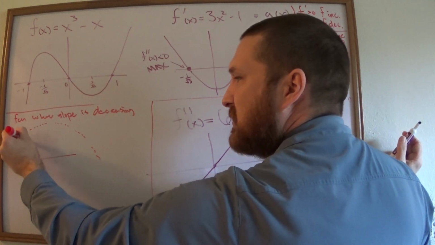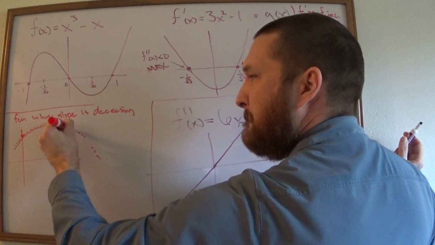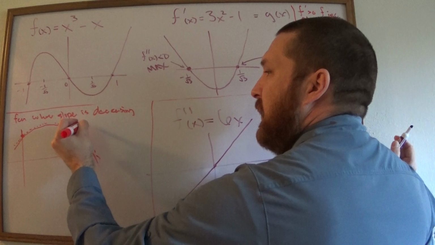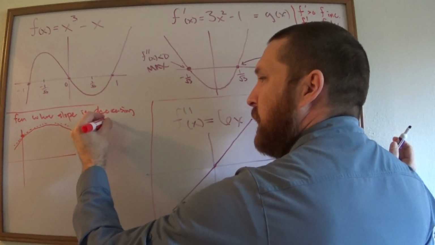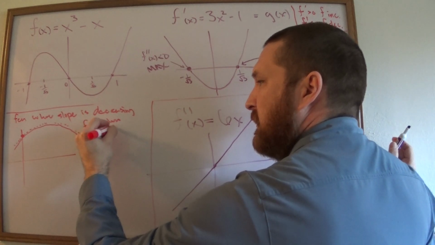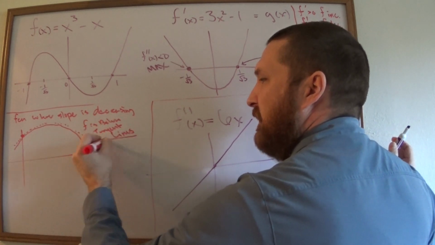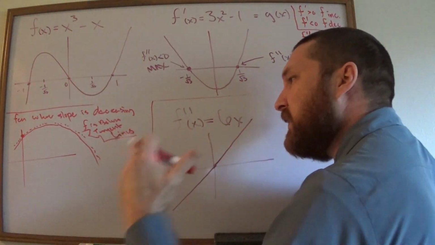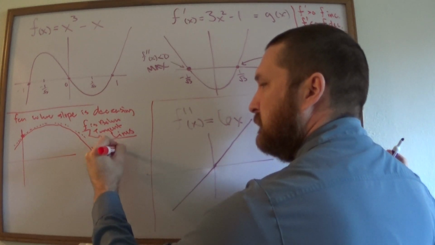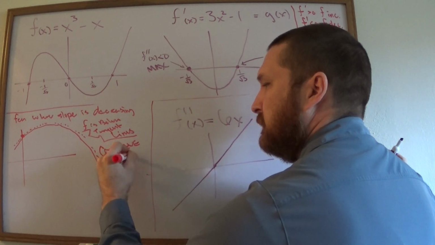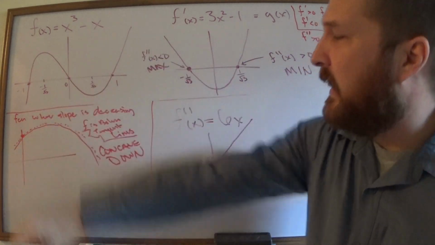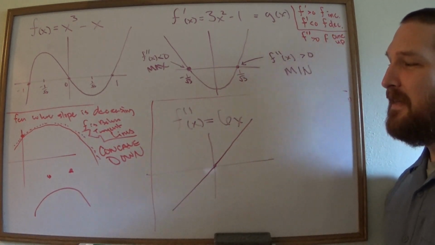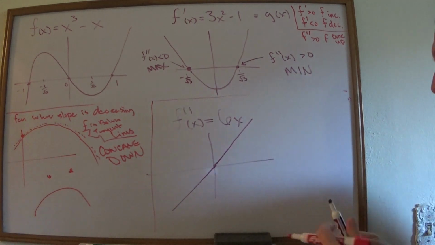And what we see is that such a function would lie below its tangent lines. Okay? So f is below tangent lines. If a function has the property that on some interval f is below the tangent lines, we call that concave down. Concave down looks like a frown. Okay? Concave down.